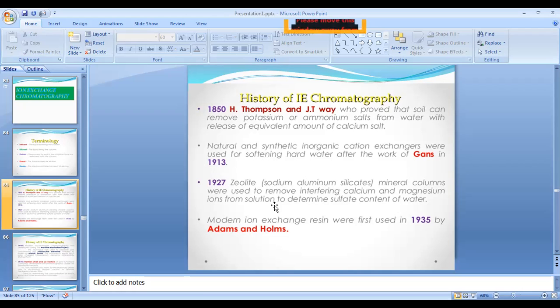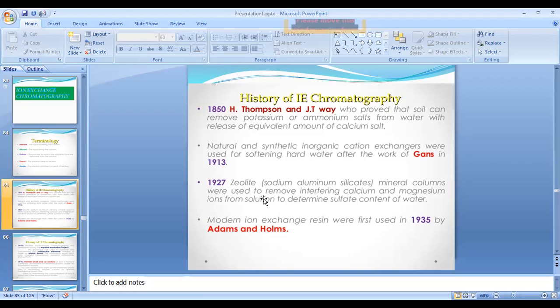We frequently use zeolite for this purpose, softening of water. Zeolite is a mineral. With the help of that, we prepare a stationary phase, and that stationary phase is incorporated in a column. That is why he said zeolite mineral columns. We can directly purchase a stationary phase present in a vertical or cylindrical glass tube, which is known as a column.